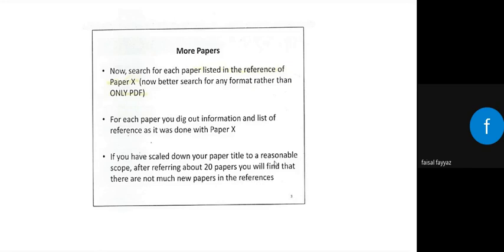If you have scaled down your paper title to a reasonable scope, after referring to about 20 papers, you will find that there are not many new papers in the references. So again, if you are publishing your paper and it's ranking is very low, in less complex or less original journals, for example, one Scopus journal will be equal to 5 research papers published in any common or Y category research journals.